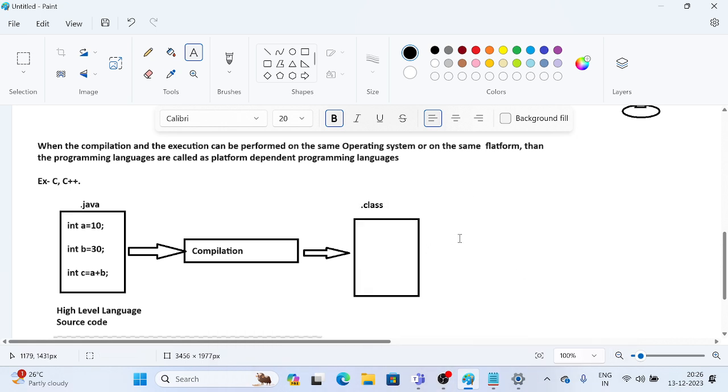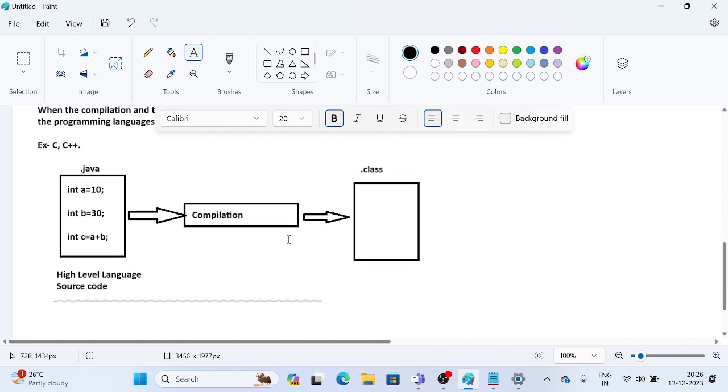This dot class file, in other words, we can call as bytecode. Secondly, we call it intermediate code. Thirdly, we can also call it a dot class file. You cannot understand this, and the machine also cannot understand this. That's why it is called an intermediate code. The dot class file cannot be recognized or decrypted. If you open the dot class file, you may not understand it because it contains a lot of symbols.